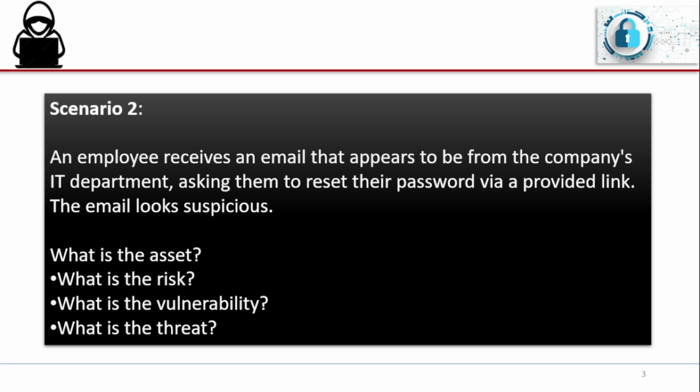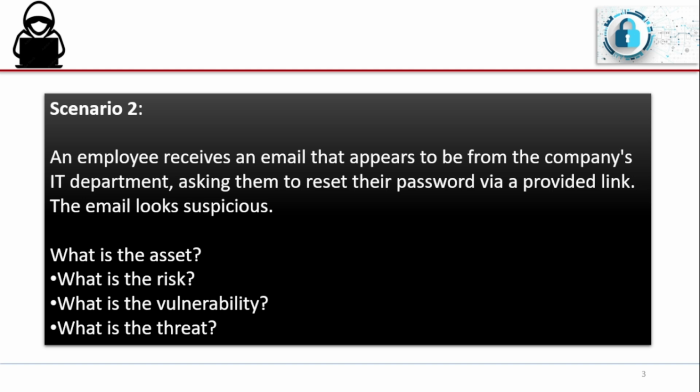So what is the asset? The company receives an email that appears to be from the company's IT department. When the employee clicks on that link, it feels like some sort of phishing link or phishing attack. When he clicks on that link, his system is going to be compromised. Once the system is compromised, the employee's data is at risk, so the employee's data or the system is the asset. What is on risk is always the asset. And here, what is the risk? The risk is that the computer or the system of that employee will be compromised. So this is the risk.